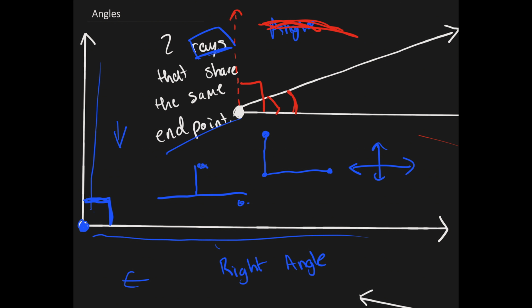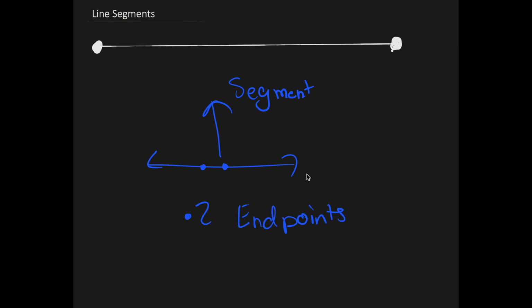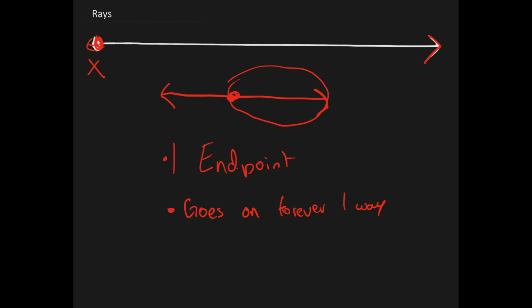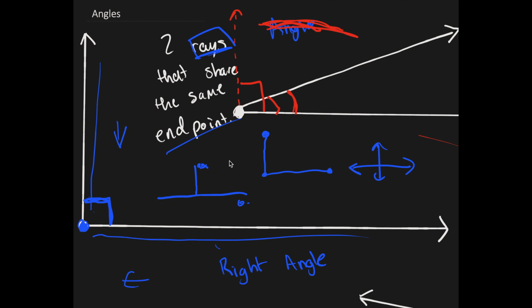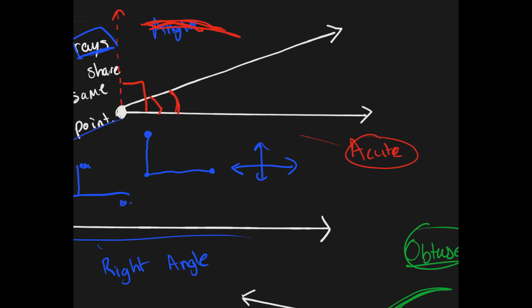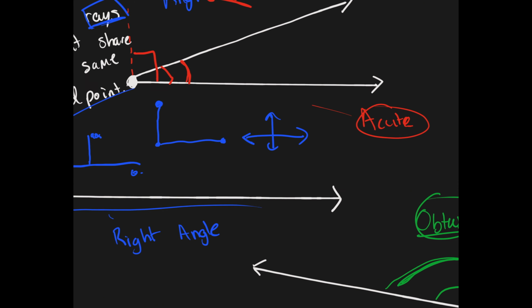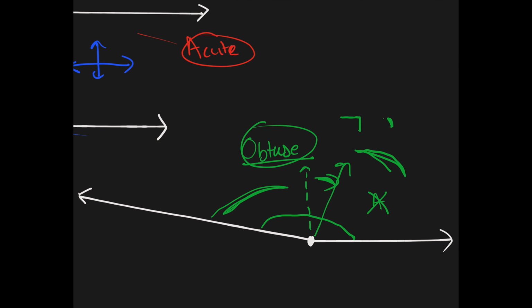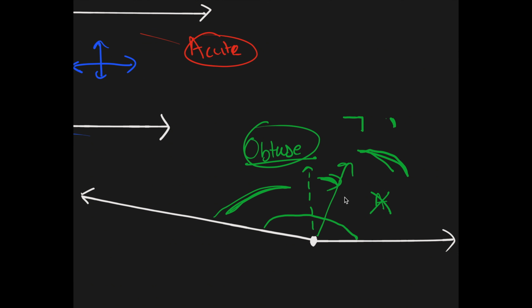I'm just going to give you a quick overview here. A line segment is a portion of a line with two endpoints. A ray is another portion of a line, which has only one endpoint and goes on forever in one direction, and only one direction. And then there are three different angles. The first one is a right angle. The second one is an acute angle. And the third one is an obtuse angle.